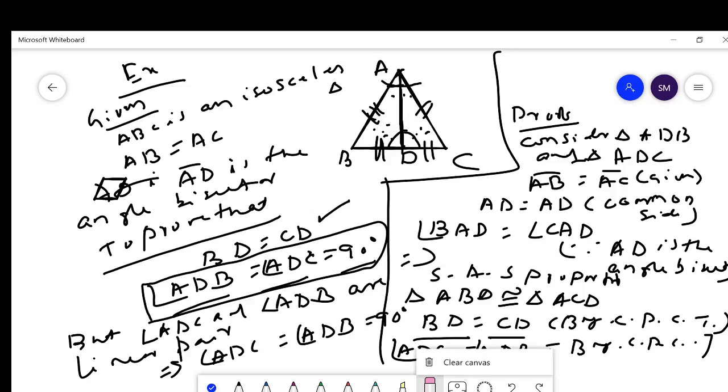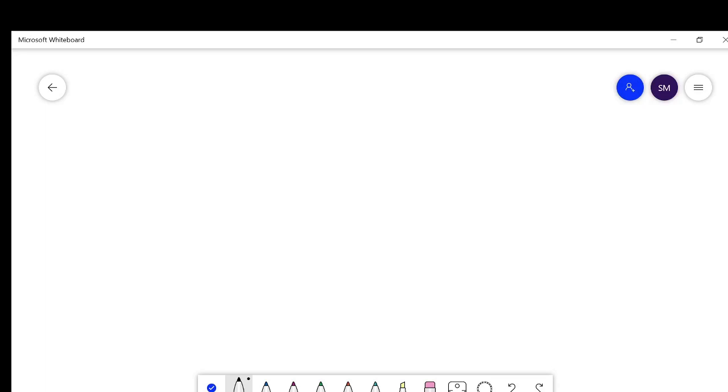Okay. Then another condition. The third condition of congruence is angle side angle, ASA, the angle side angle property.